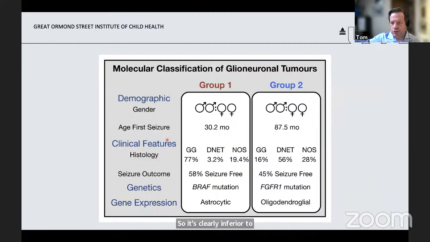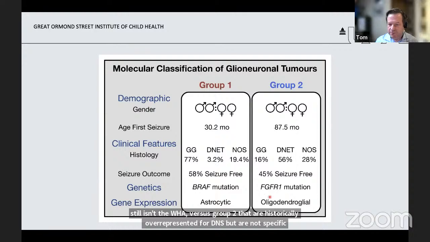So we think there are two broad groups. There are other distinct molecular entities, but the common epilepsy-associated tumours are a group one tumour that is over-enriched for what was historically ganglioglioma, historically still is in the WHO, versus group two that are historically overrepresented for DNETs, but are not specific to those types, and that have different driver mutations and different cellular phenotypes.